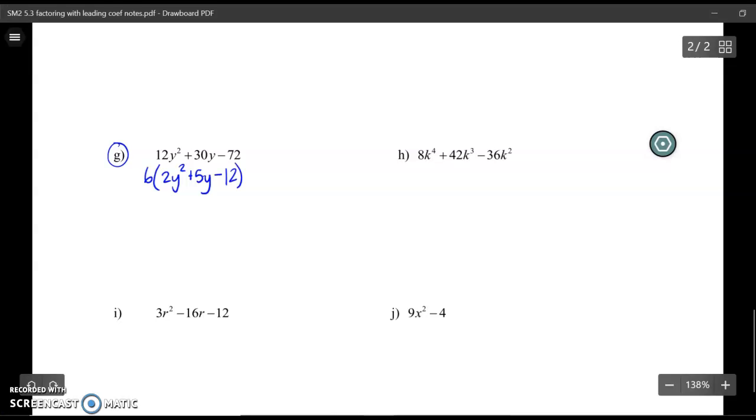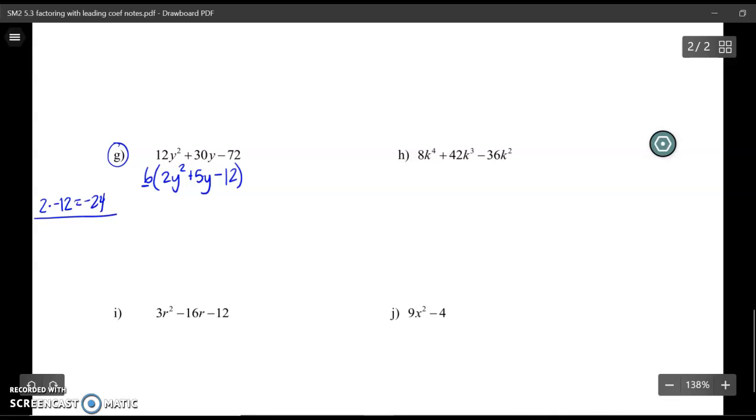Now these numbers inside are a lot smaller. Those I'm way more comfortable dealing with, right? So I'm going to factor this the same way, and the 6 that's on the outside is just going to hang out there to the end of the problem. So I'm going to start by multiplying my 2 times negative 12, my a times my c. So 2 times negative 12 is negative 24.